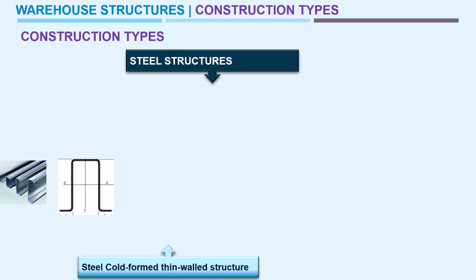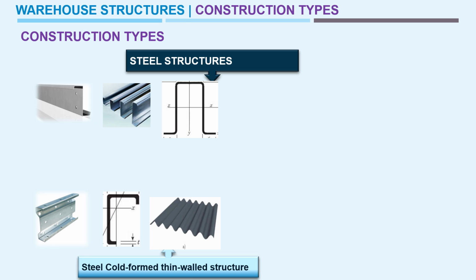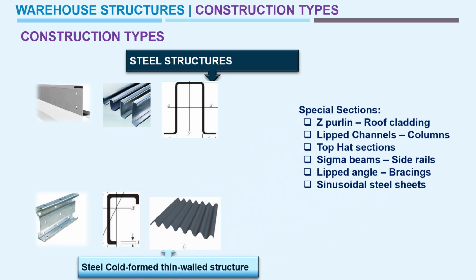And finally, the fifth type is the steel cold formed thin-walled structure. You can see the various profiles: Z shape, C shape with lips, and double top hat channel sections. Here in the left bottom is a sigma beam, and this is an angle with lips, and these are the sheets, corrugated sheets. And there are special sections to be used for steel cold formed thin-walled structures.